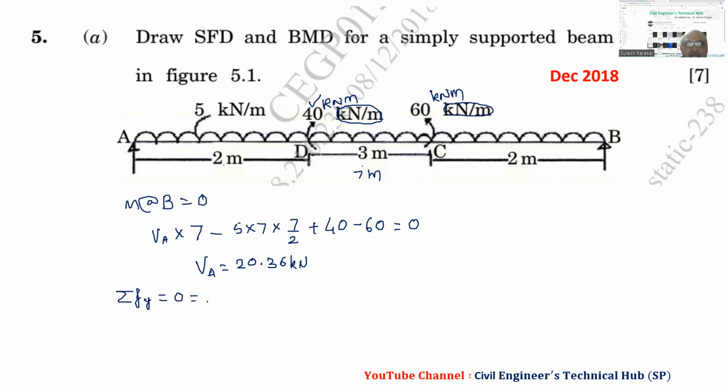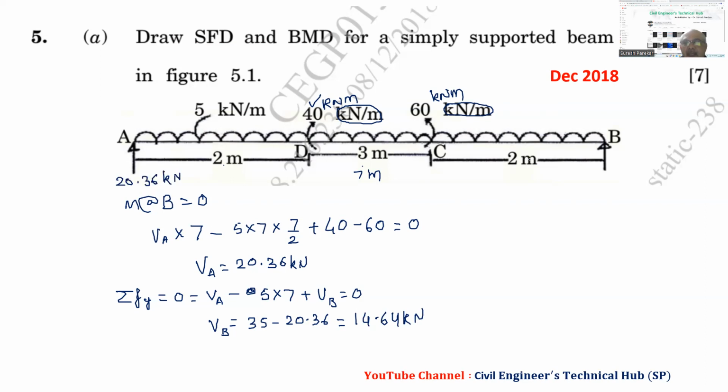Then we have summation Fy equal to 0. Now as it is Fy, that is force, no moment will be considered in this. So 5 into 7 plus VB equal to 0, and therefore we get VB equal to 35 minus 20.36, and we have the value 14.64 kilonewtons. So VA is 20.36 kilonewtons and VB is 14.64 kilonewtons. Now we have these two reactions.